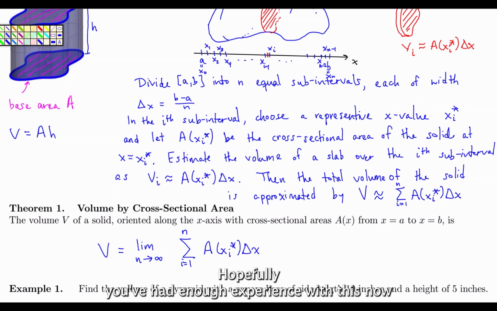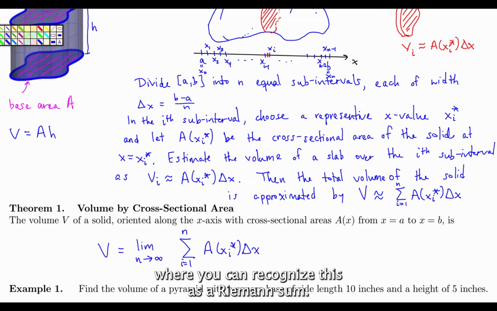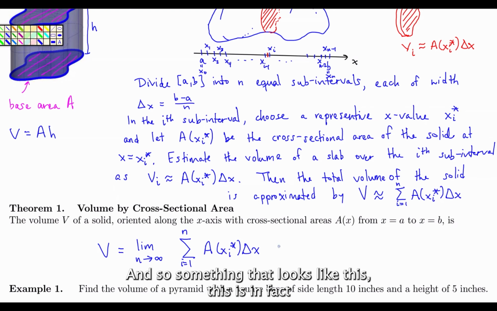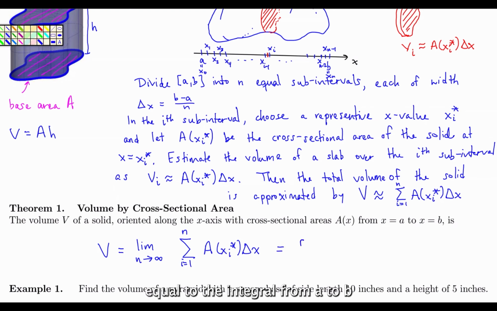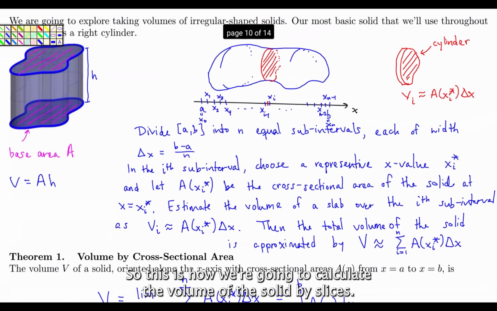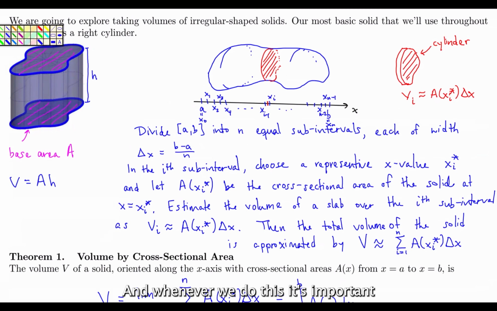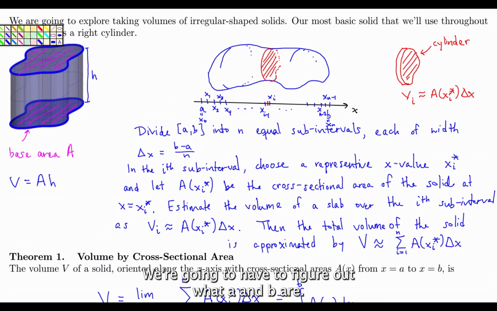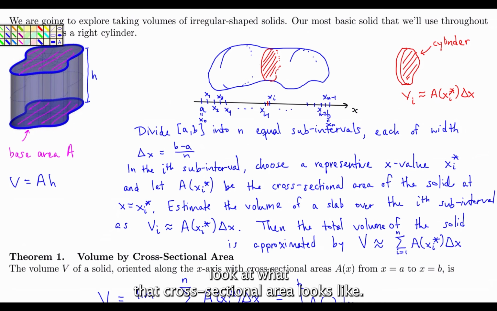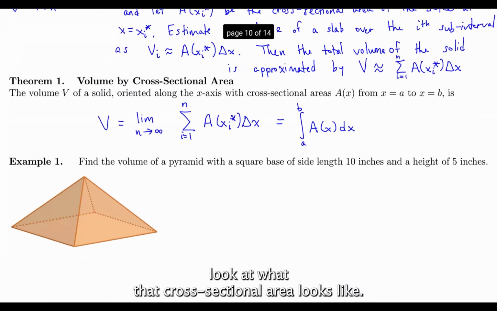Hopefully, you've had enough experience with this now where you can recognize this as a Riemann sum. And so something that looks like this is in fact equal to the integral from a to b of A of x dx. Okay, so this is how we're going to calculate the volume of the solid by slices. And whenever we do this, it's important that we understand what our bounds of integration are. We're going to have to figure out what a and b are, and then we're also going to have to look at what that cross-sectional area looks like.